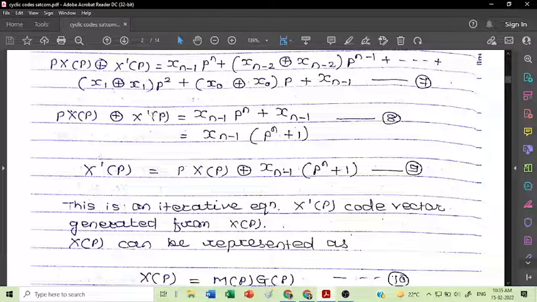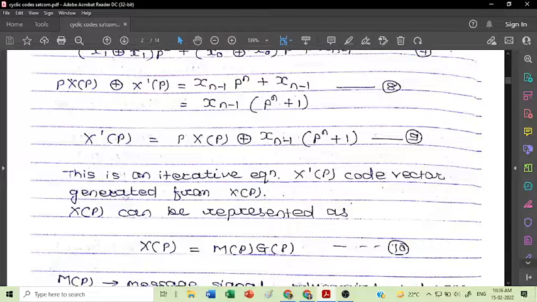Then what is x dash p? If we take this term to the right hand side, then x dash p is equal to p x of p mod x of n minus 1 into p raised to power n plus 1. Now this is an iterative equation. The x dash p code vector is generated from the x of p vector.